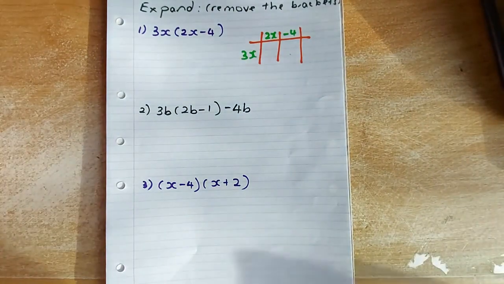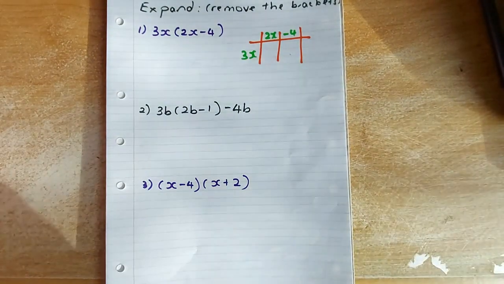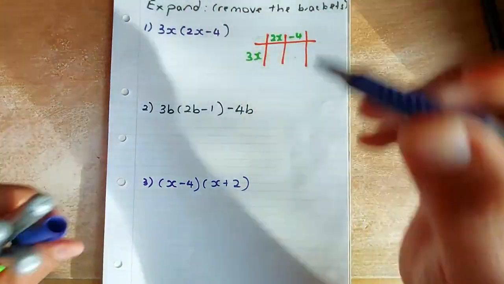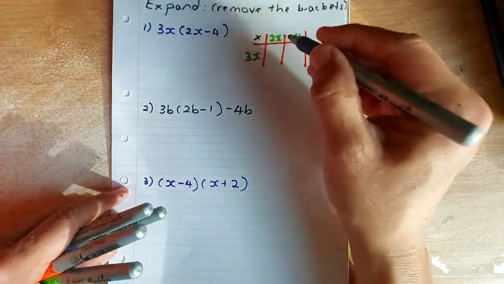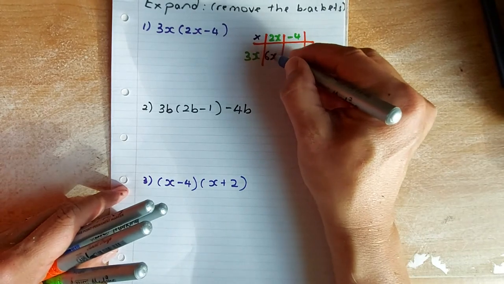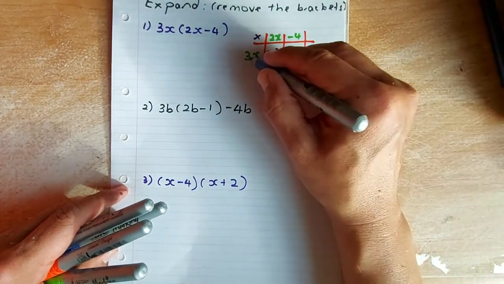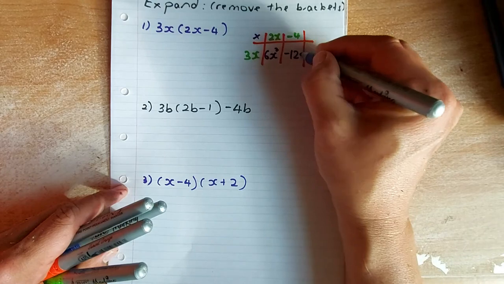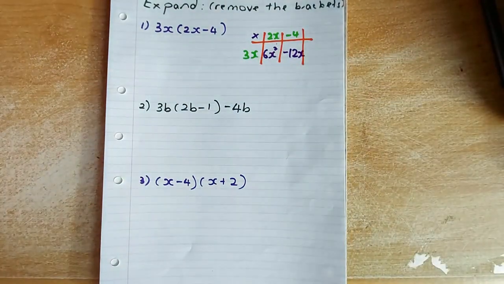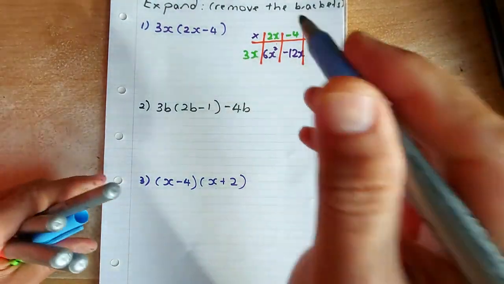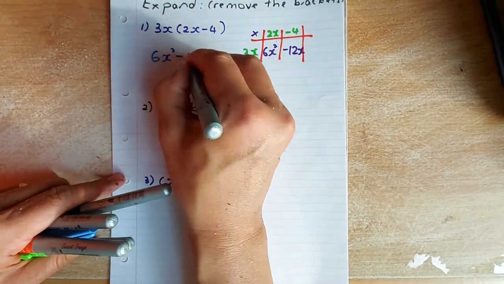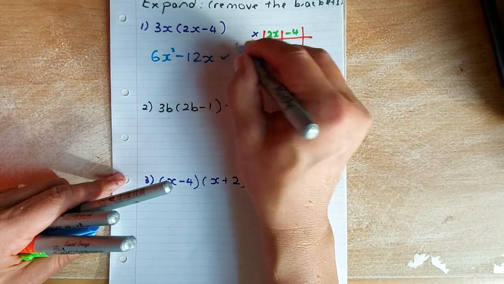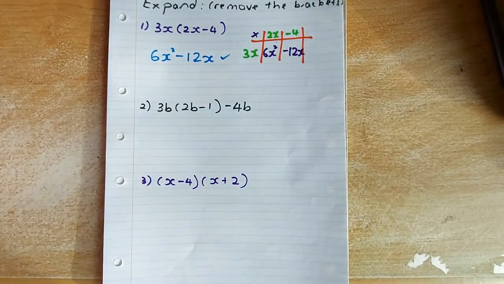What you do now is multiply them, so multiply instead of adding. 2x multiplied by 3x, you're going to get 6x squared. And then minus 4 multiplied by 3x is going to be minus 12x. The last step you do is put the answer from the grid. It will be 6x squared minus 12x, and that is a simple tick in the exam.